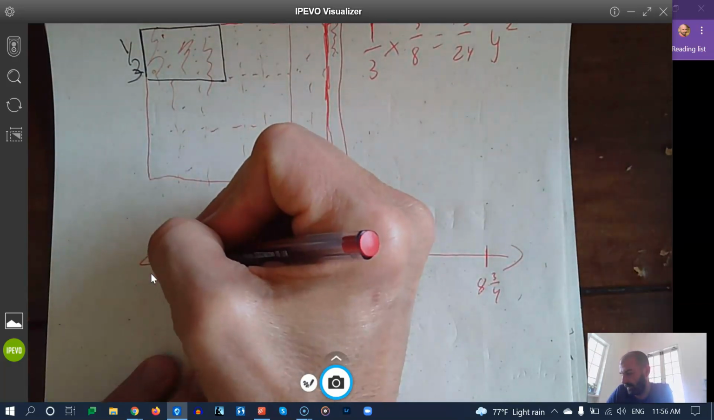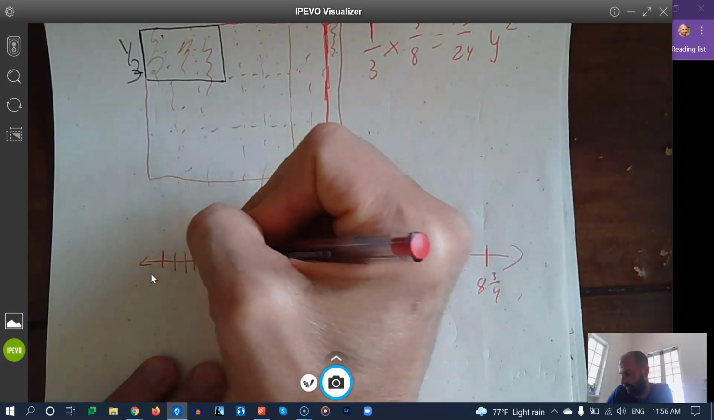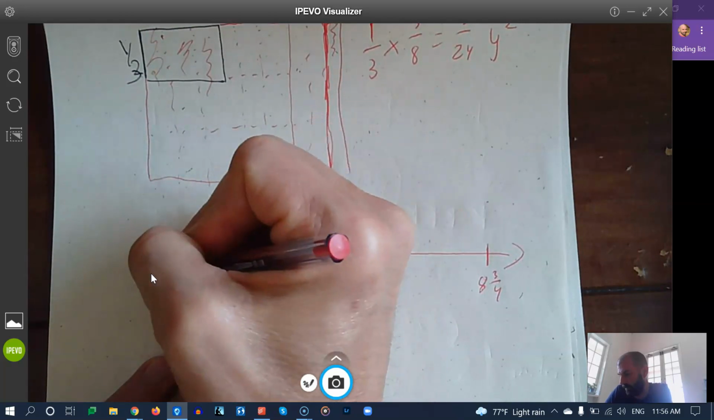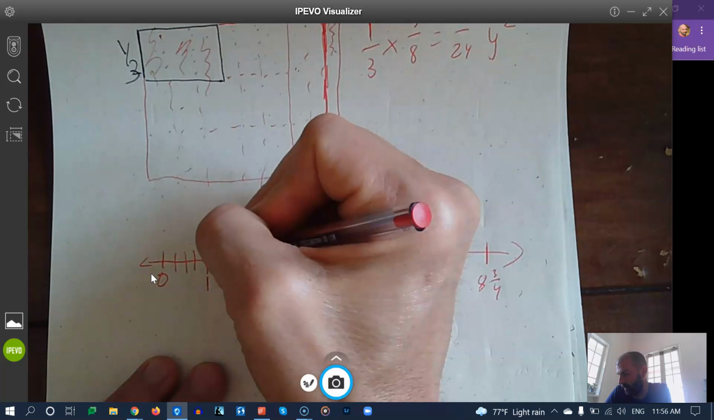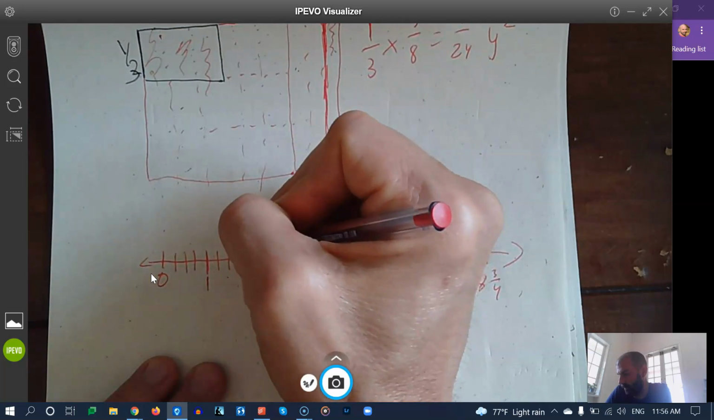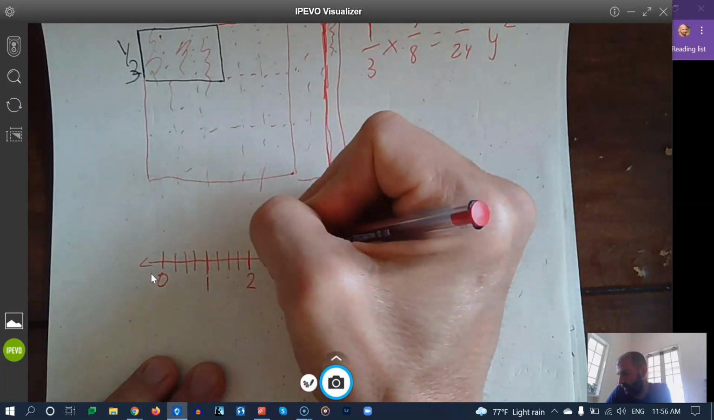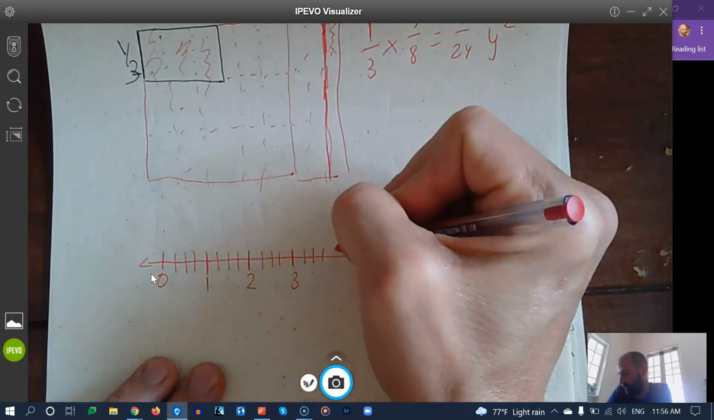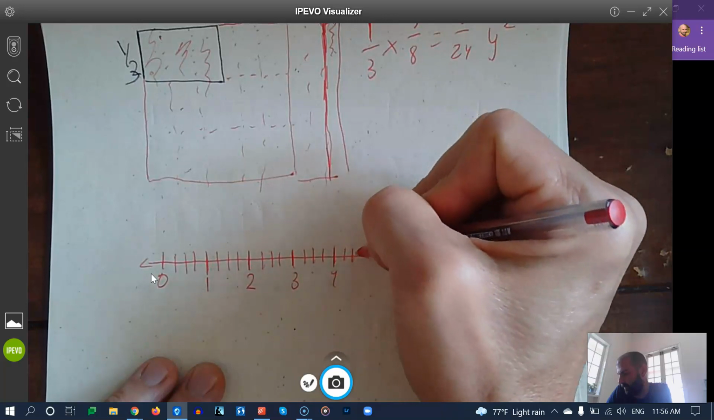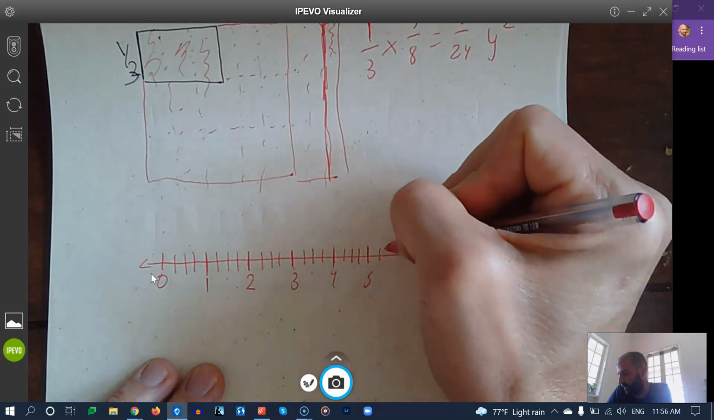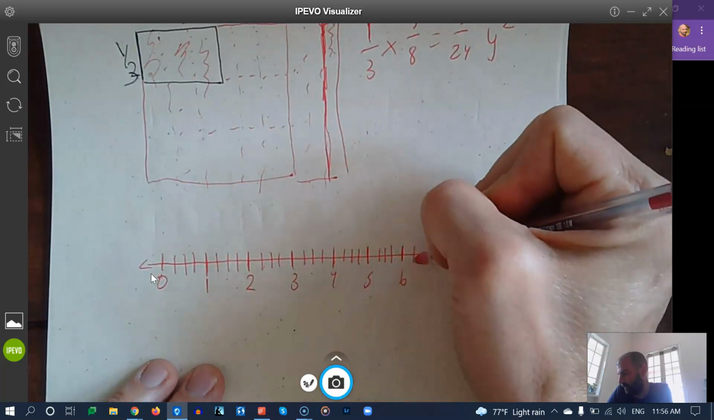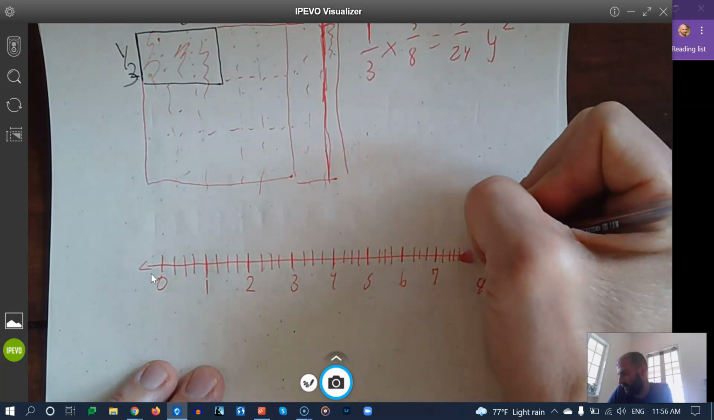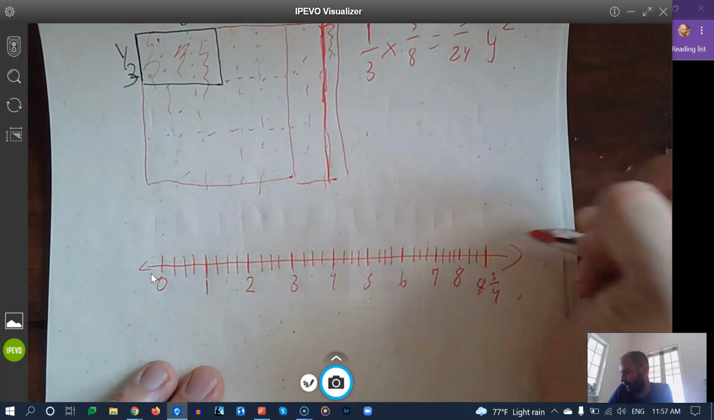All right, so let's see if I can do this. 1 fourth, 2 fourths, 3 fourths. Because this is 0. So there's 1 whole, 1, 2, 3, 2 wholes, 1, 2, 3, 3, 1, 2, 3, 4, 5, 6, 7, 8, each with 1, 2, 3 fourths.